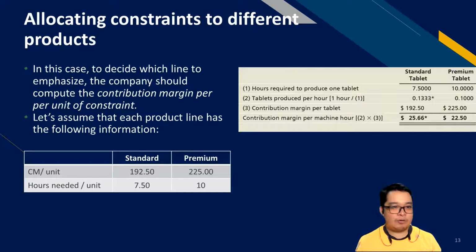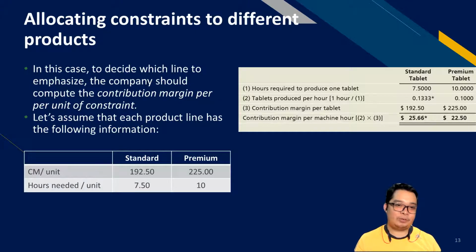If you look at the contribution margin per unit, so if you look at the table, the contribution margin per unit using the information in the previous slide is 192.50 for standard and 225 for premium. Okay. Looking at contribution margin per unit, you would say, maximize the premium, right? Because per product sold, if you sell more of the premium, it brings more contribution margin to the company. But in this case, since you know that you have a constraint, you need to ensure that it's worth it per hour needed per unit, right?